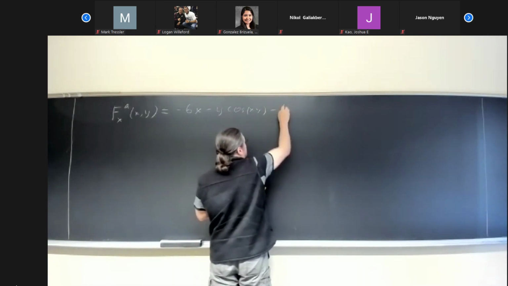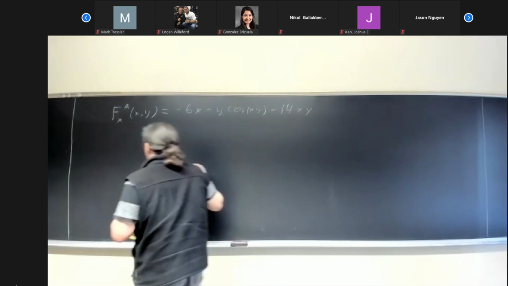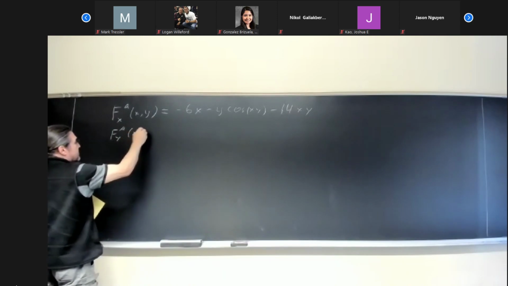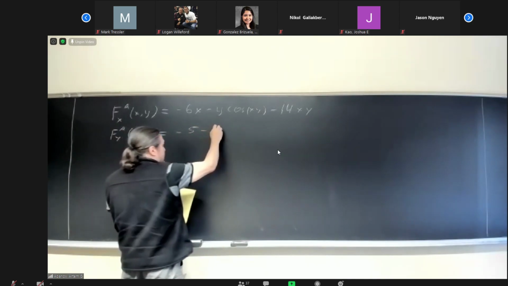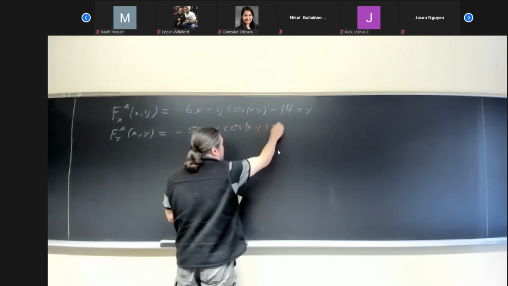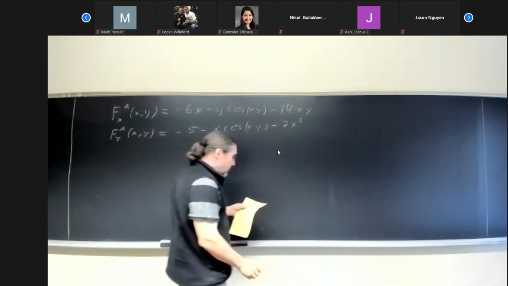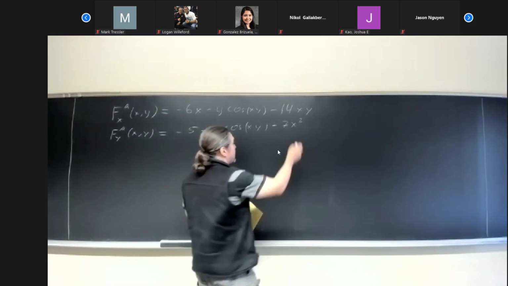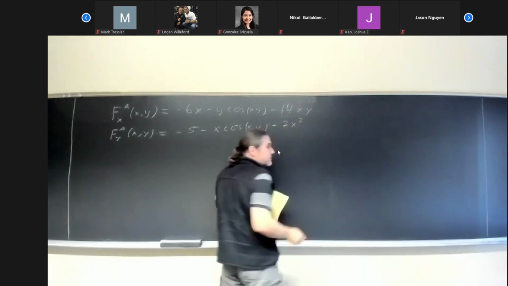and minus 14, this is 4XY, and the Y component of the same force as a function of X and Y equals minus 5 minus X cosine XY minus 7X squared, right? And the B version of it, the only difference is that instead of that 14 here, it was 12, right?